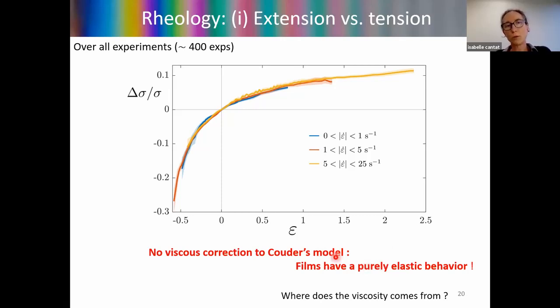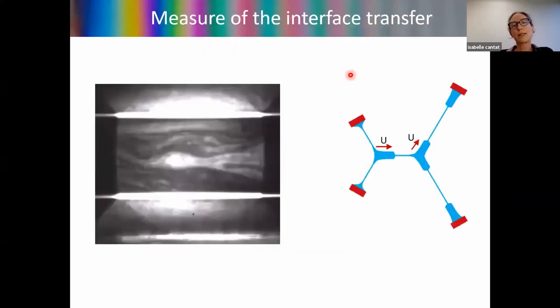So that's very good. We were happy with these curves, but we still need to understand where the viscosity comes from, because it does not come from the film. To address this problem, we have to focus on what happens close to the menisci, and see again what happens in the central film when you compress one side and stretch the other side. So let's see what happens.